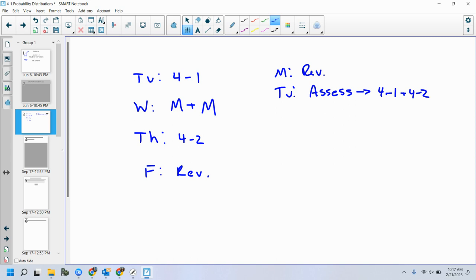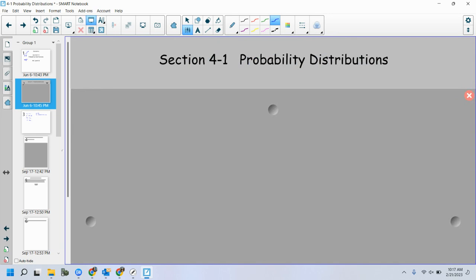It won't be as many points as the other tests would be, because it's only two sections, but it's still going to be the test. I have to call it a test because it's the end of the chapter assignment. So there is no project out of chapter 4. That M&M project is the project out of chapter 3.